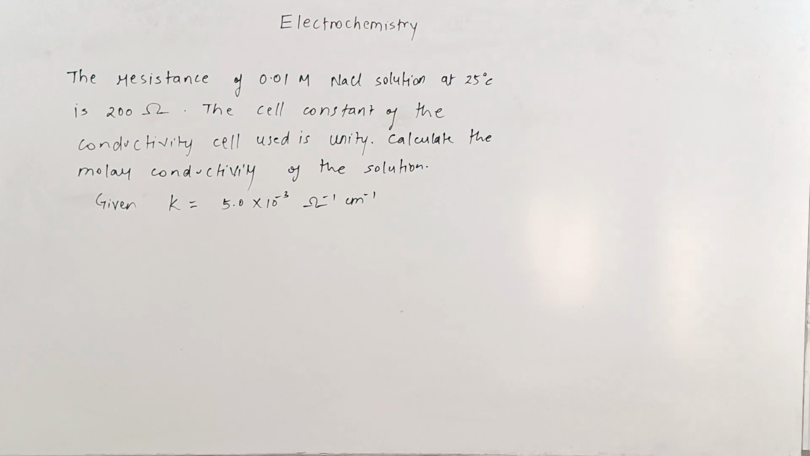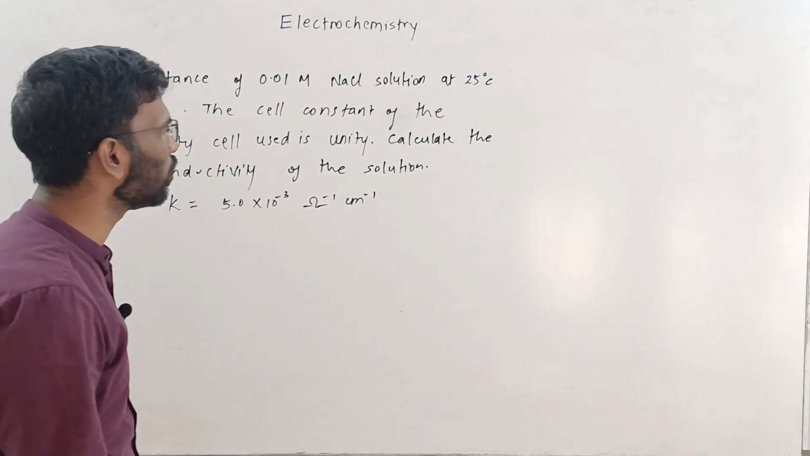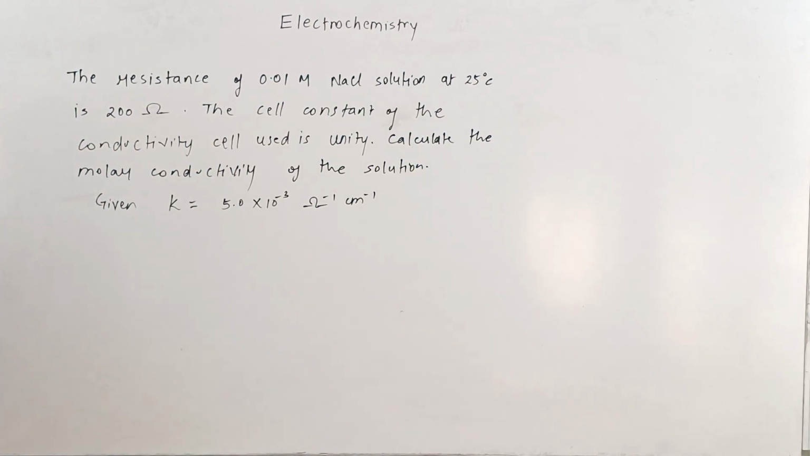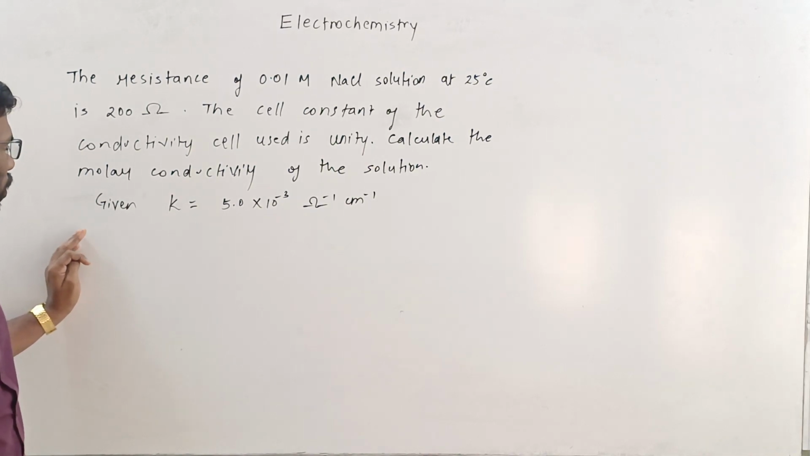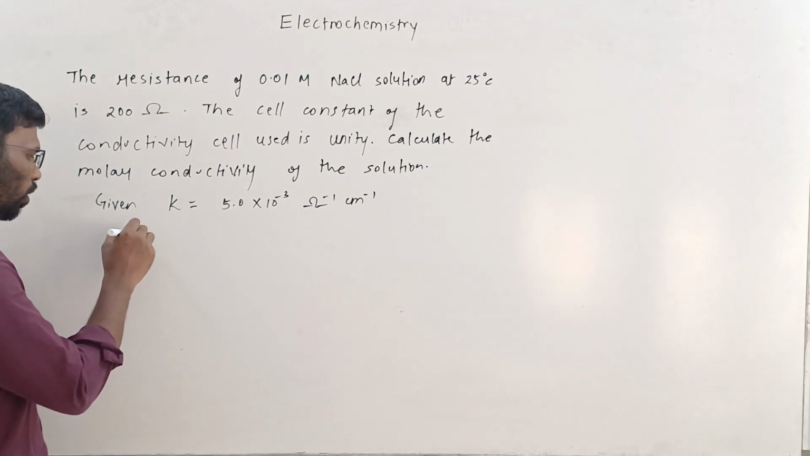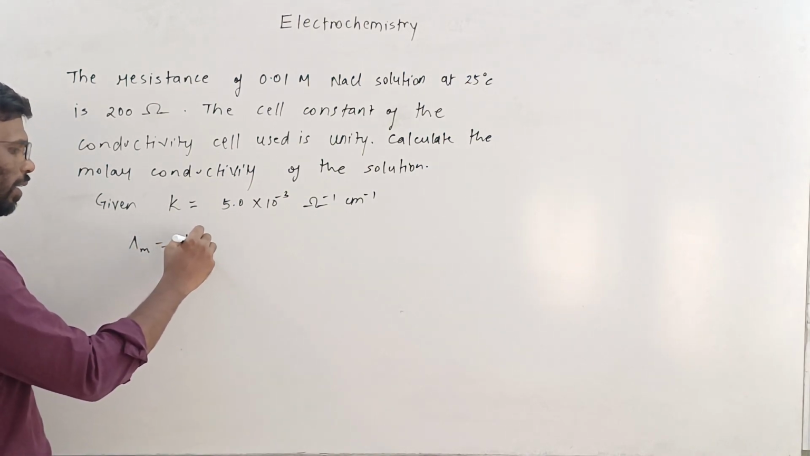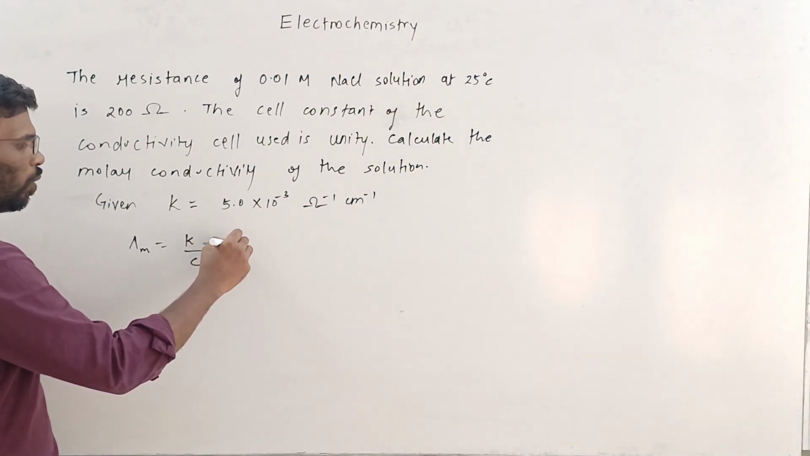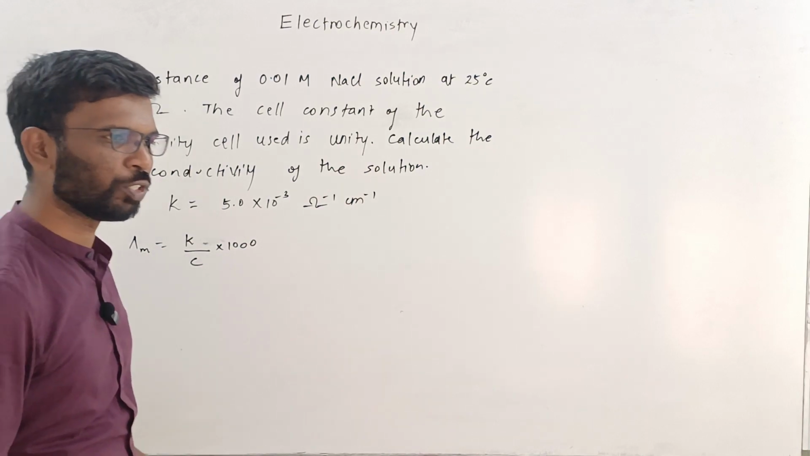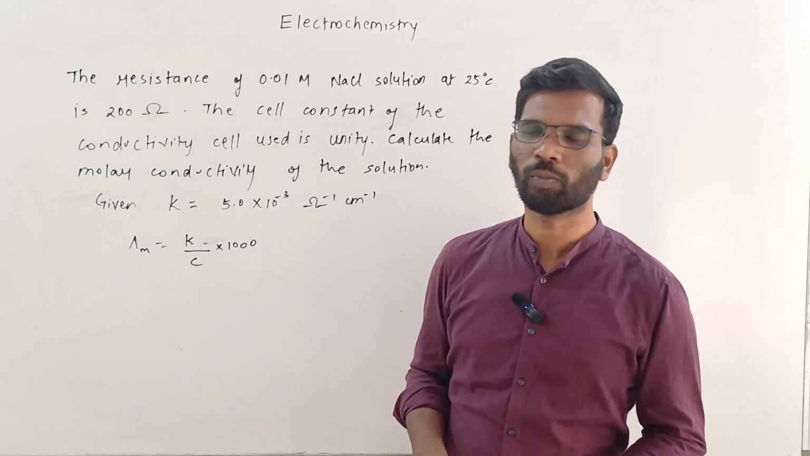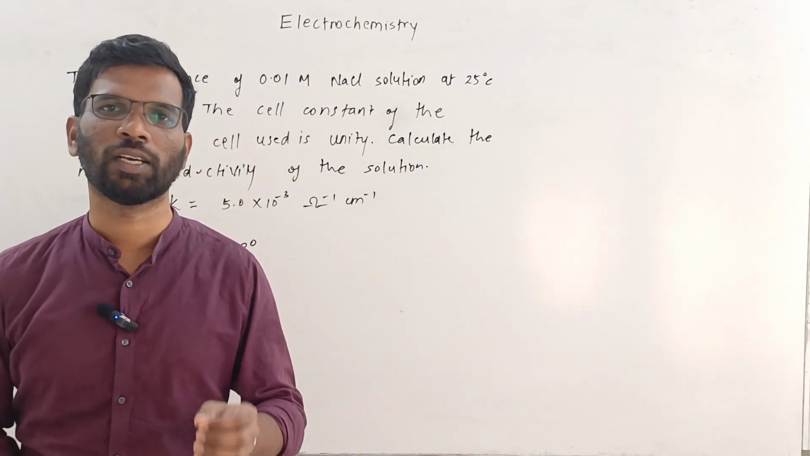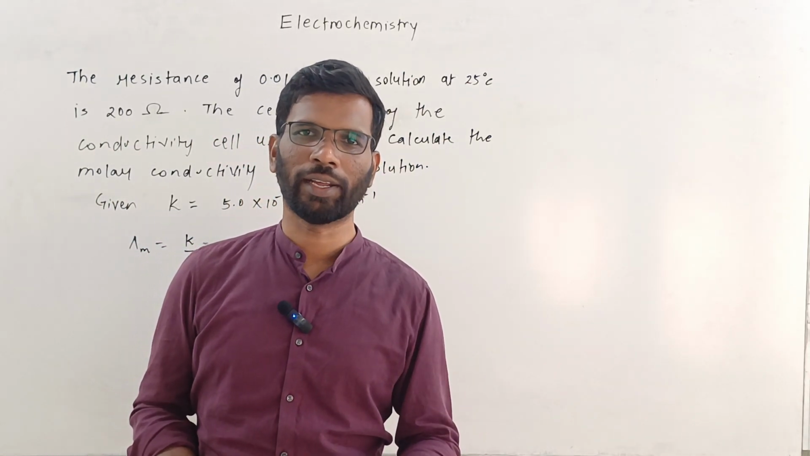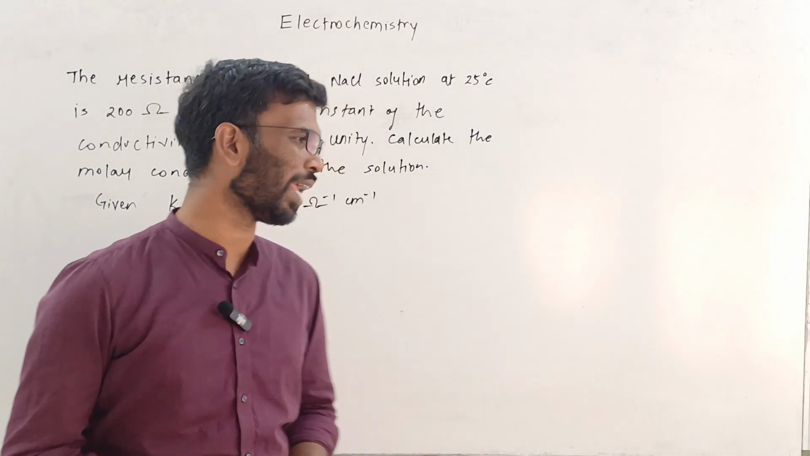The next question is: the resistance of a 0.01 molar NaCl solution at 25 degrees is 200 ohm. The cell constant of the conductivity cell is unity. Calculate the molar conductivity of the solution. See, molar conductivity is conductivity upon concentration, right? This 1000 is a conversion factor. Usually concentrations are in moles per liter, so we need to convert this to moles per ml.